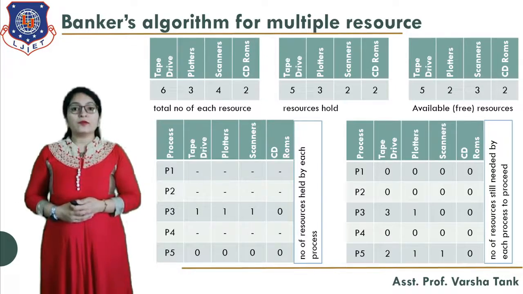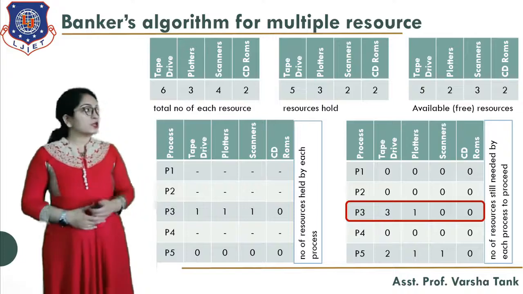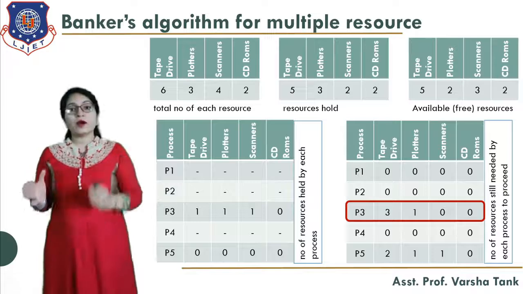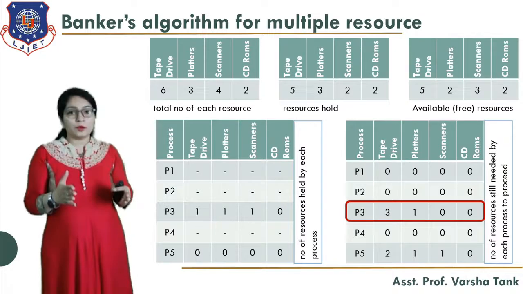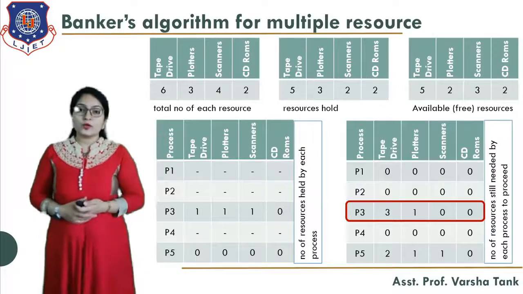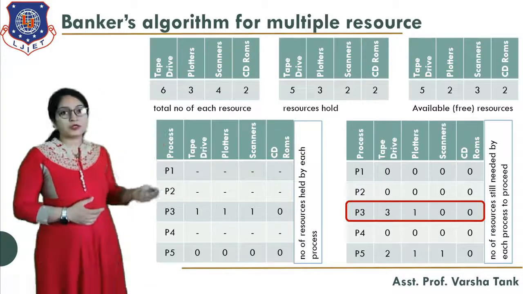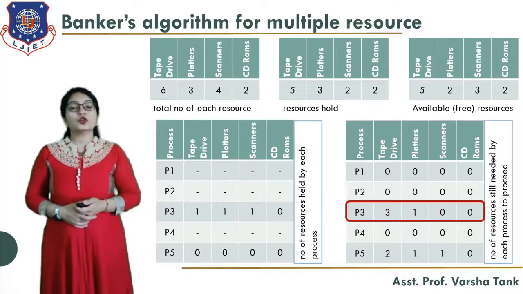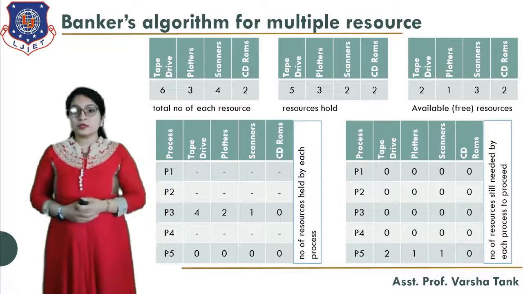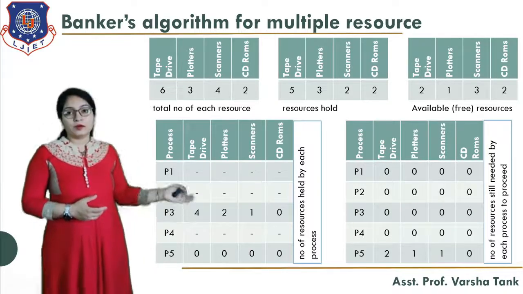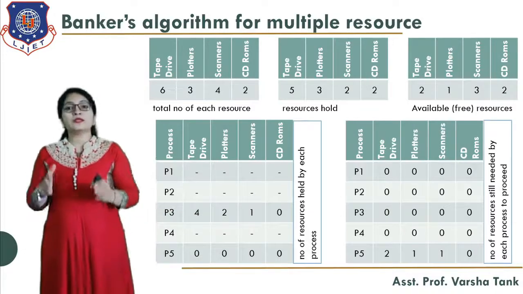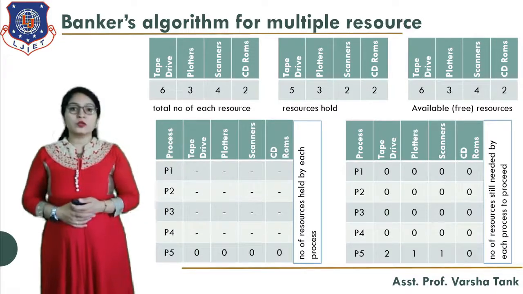After that we will assign these resources to the process P3. Here you can see the process P3 requires 3 tape drives, 1 plotter, 0 scanner and 0 CD-ROMs. So we can assign these resources because we have them available. When we assign these resources, its need will become 0, and process P3 will complete its execution and release all the resources.